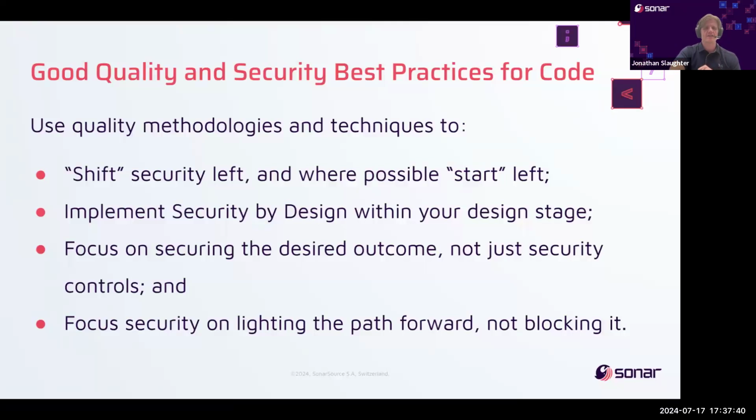And then obviously focusing on security as lighting the path forward, not blocking it. So the way I often think about it, for those of you who think old school, is Geoffrey Moore's S curve. When we talk about the S curve, it talks about crossing the chasm. And he mentions how you have your innovators, you have your early adopters, you have this big chasm before you get to your early majority, late majority, and laggards.